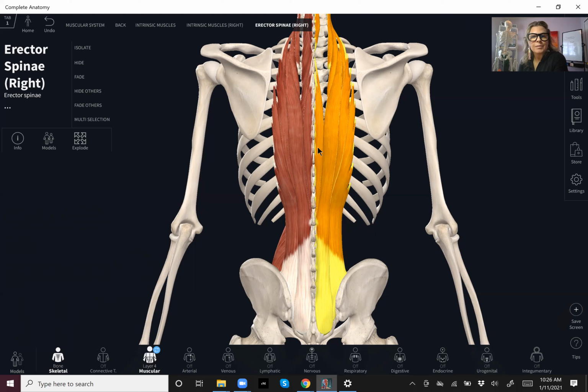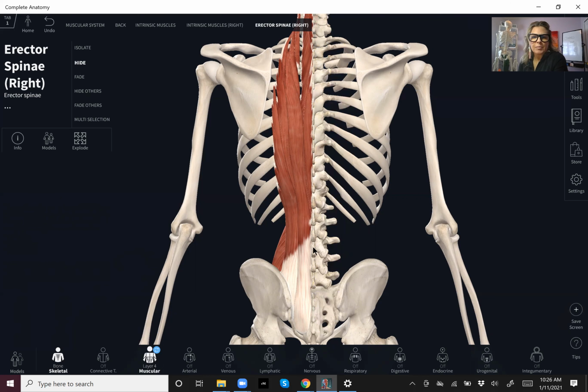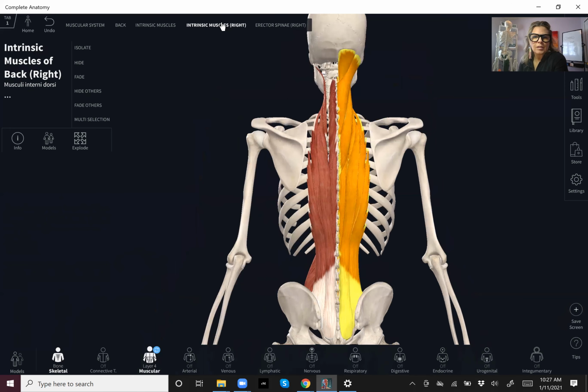Now the next muscles that we want to look at, so I'm going to go in and hide this side, and now I'm going to, whoops.